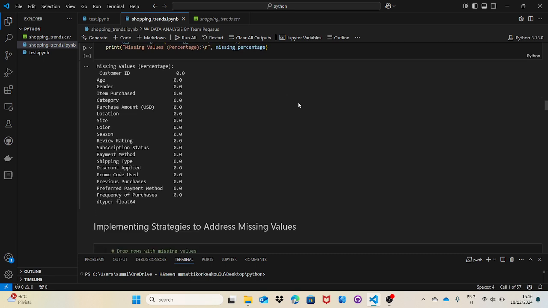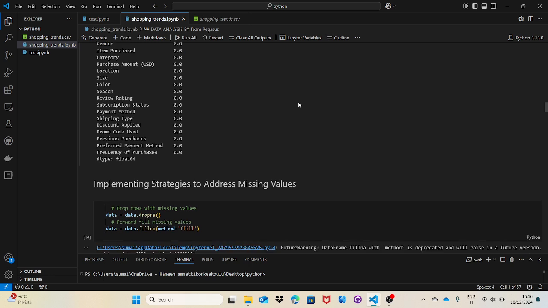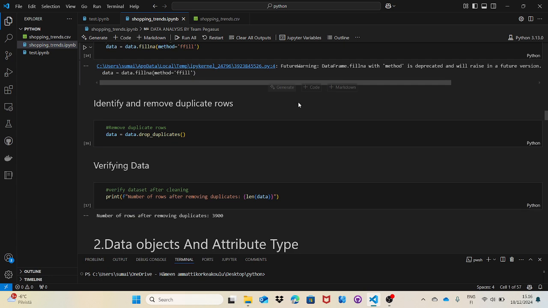Another common issue I encountered was duplicate rows. These can distort analysis by inflating metrics such as total sale or average purchase amount. To fix this, I used functions like drop duplicates to remove repeated entries. For example, if a customer's information was repeated in the data set, it would artificially increase metrics related to the customer.